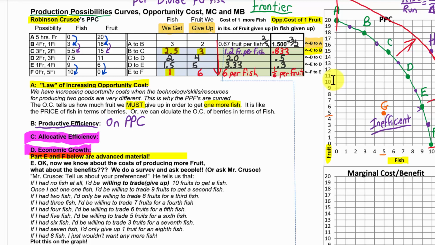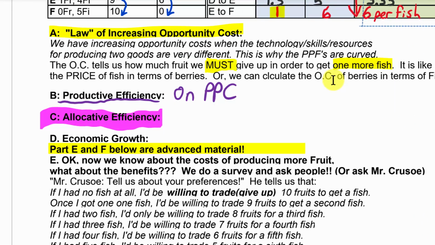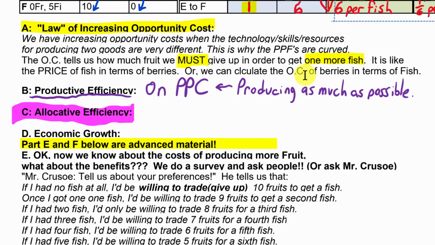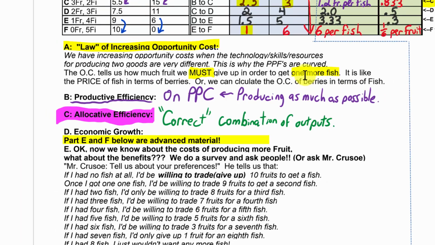Allocative efficiency is a different kind of efficiency, and it focuses on the idea not just asking the question, are we producing as much as we can? That's productive efficiency, right? We're producing some combination that is as much as we can. Allocative efficiency asks the question, are we producing the correct combination of outputs? And by the correct combination of outputs, I mean, what combination of fish and fruit is going to make Robinson Crusoe as happy as possible? What are we going to be able to do to maximize his utility?